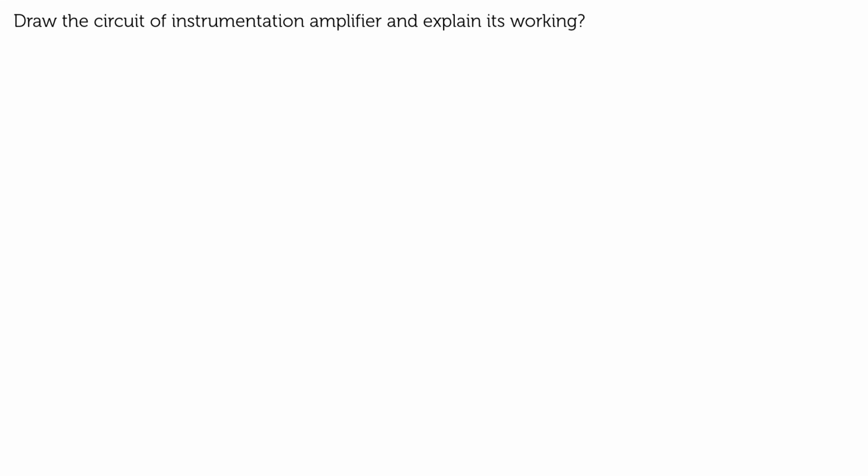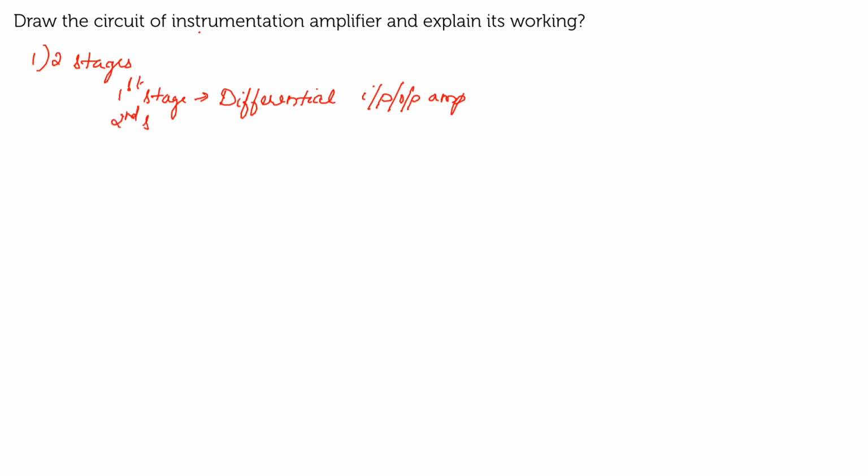Okay, so you know that the instrumentation amplifier mainly consists of two stages. So what are the two stages? The first stage is called your differential input output amplifier, and the second stage will be your difference amplifier. Okay, difference amplifier. So first let us draw your first stage, that is your differential input output amplifier.